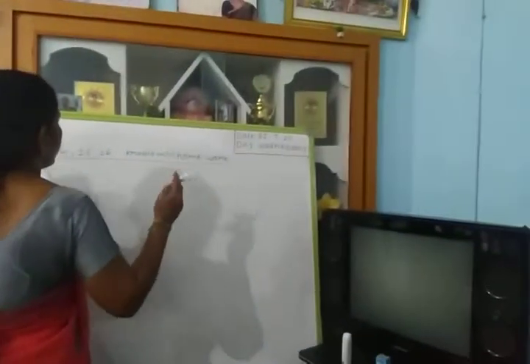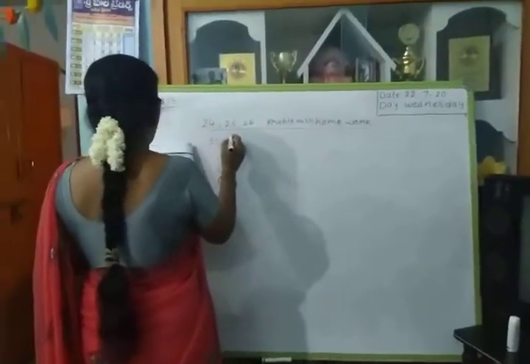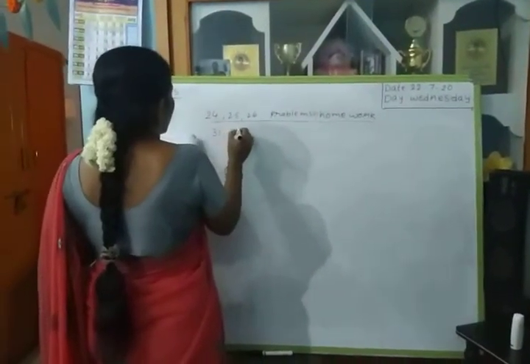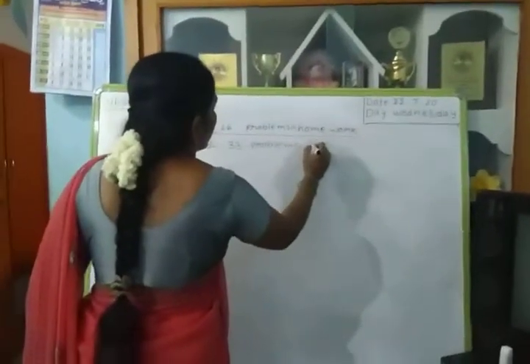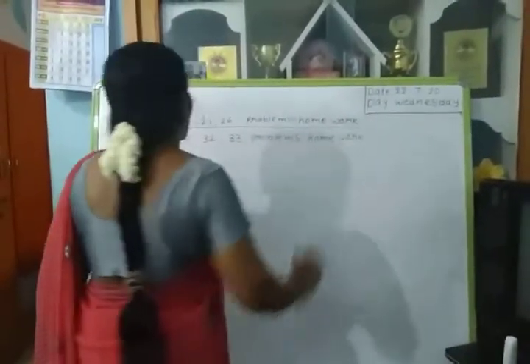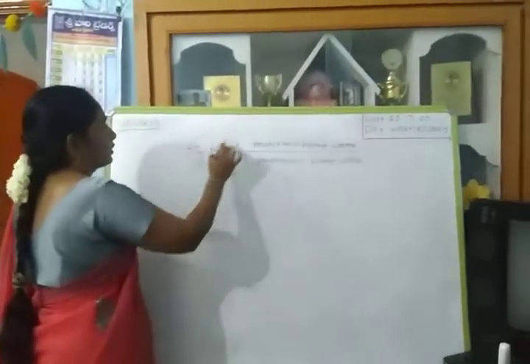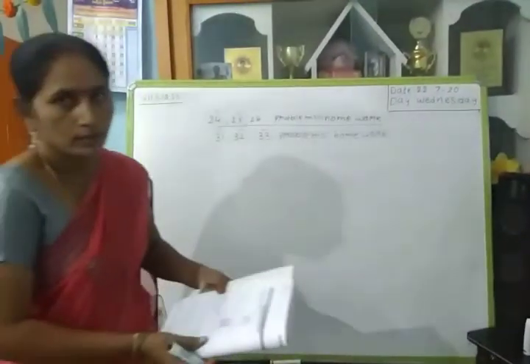24, 25, 26 problems are homework like that. 31, 32, 33 problems are also today's homework problems. So 24, 25, 26, 31, 32, 33 problems are homework.